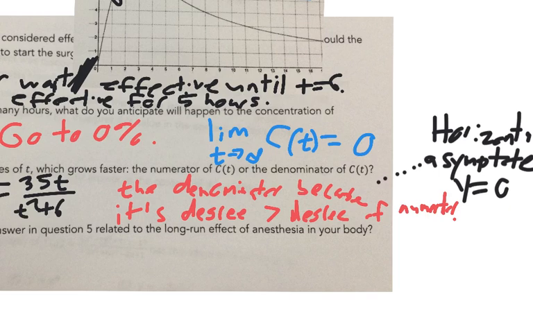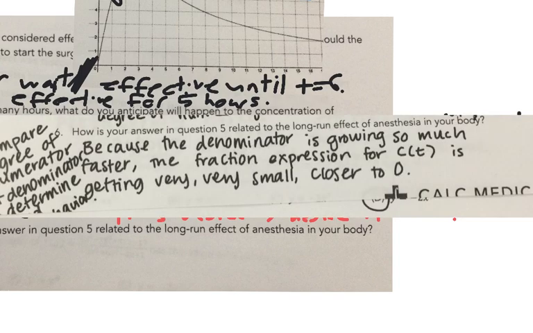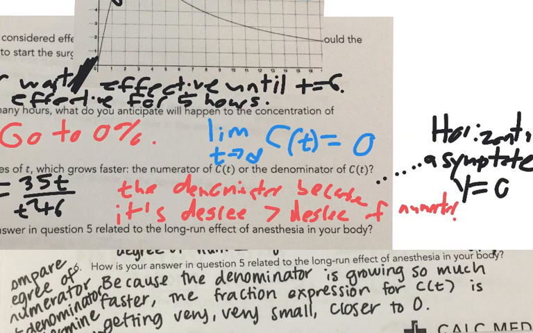And so some version of that. I'll give you their big, long, fancy wording, but I don't want to write all that. I'm just going to be honest. Here's what they said. Because the denominator is growing so much faster, the fraction expression for C of t is getting very, very small. In other words, closer to 0.